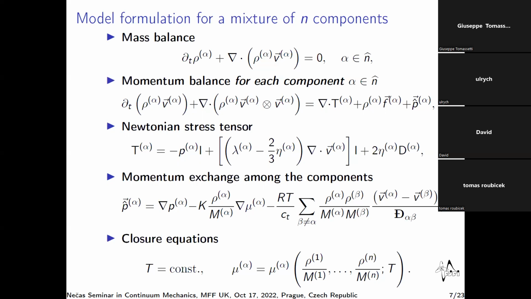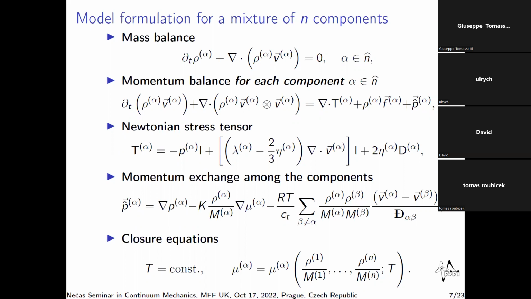And each component has its own momentum. So this is the temporal change of momentum plus the flux of the momentum over the boundaries. This is the divergence of the stress tensor, which is formulated component by component. These are the sources of momentum from the volume forces. And this is the term which is specified here, which will describe the transfer of momentum between different components.